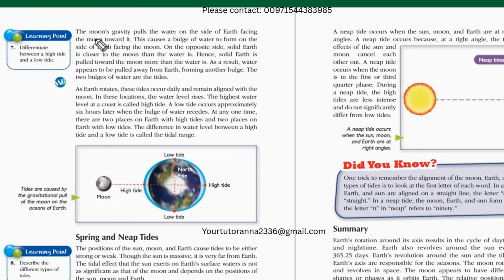So what is the tide doing? The moon's gravity pulls the water on the side of Earth facing the moon towards it. So wherever your moon is, why is it a high tide here?